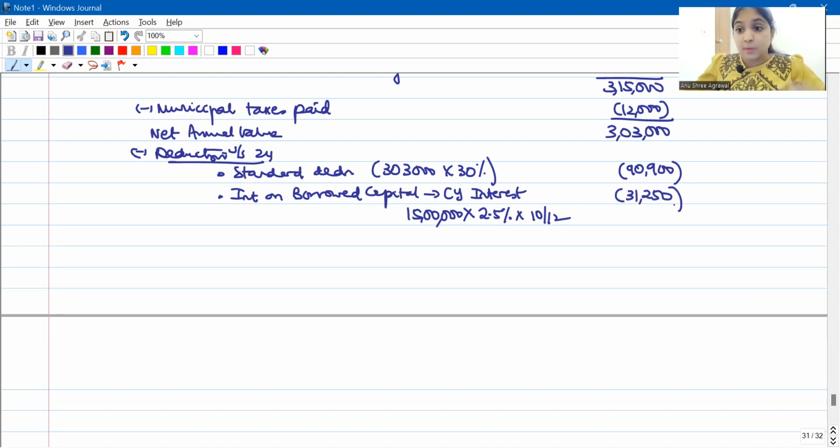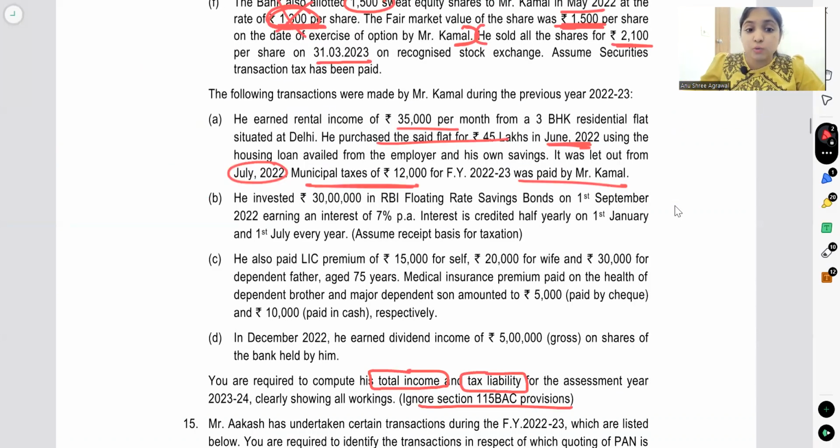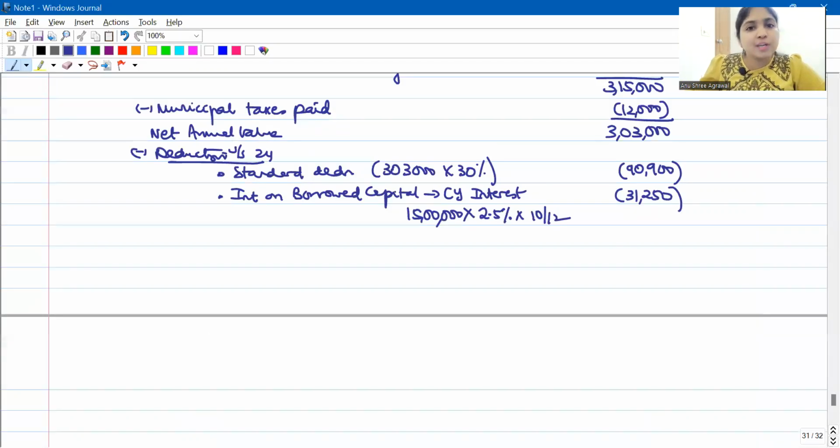It is a let out property, so I don't think about any limits. I'll straight away give this number as deduction. The question says he purchased the flat using a housing loan availed from the employer. So however much I'm paying the employer, that's going to be my current year interest. Is it important that I have to borrow the loan only from a bank or a financial institution? Not necessary. In IFHP, you can borrow from anywhere. You can borrow even from the employer, it is allowed.